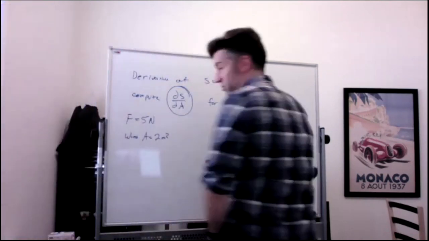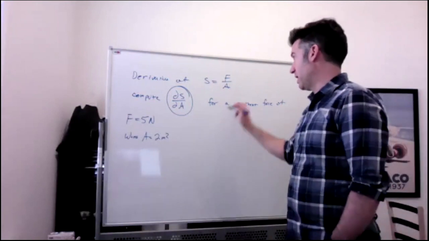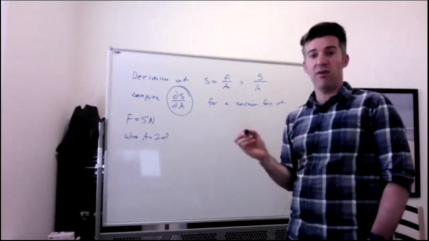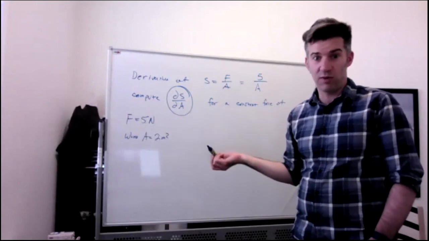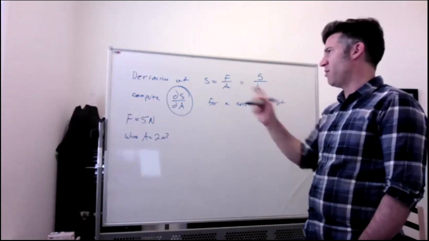So I could start making my life a little easier by writing this as 5 over A. Because as far as we're concerned, the force in this problem is 5 newtons over the area. And I don't remember what S is supposed to represent.